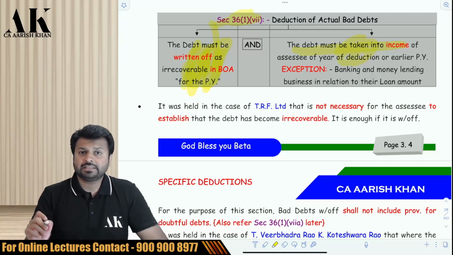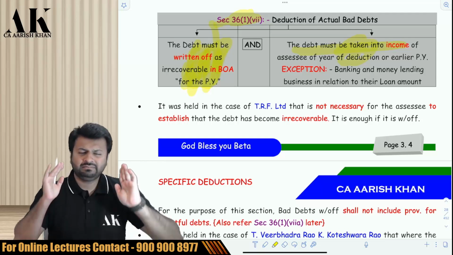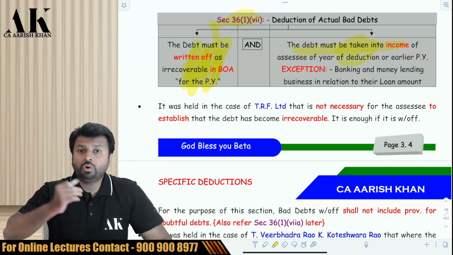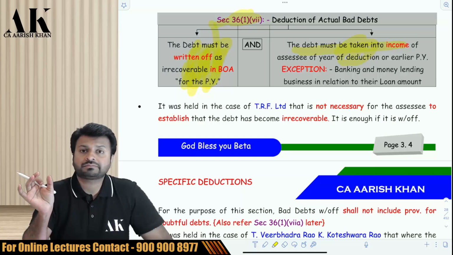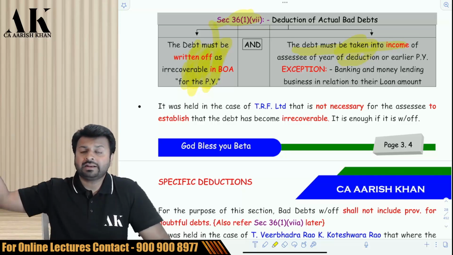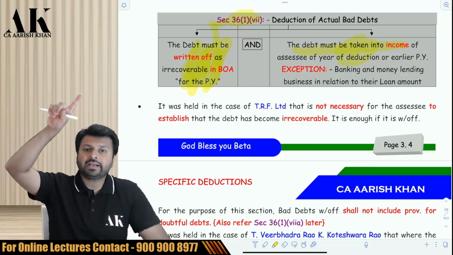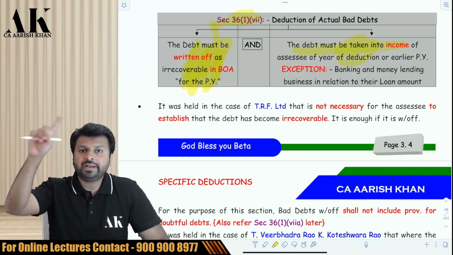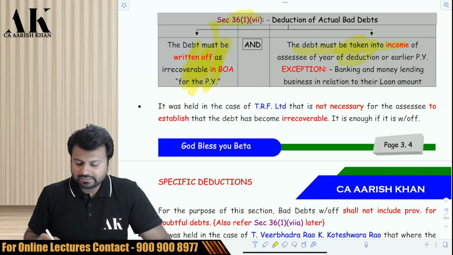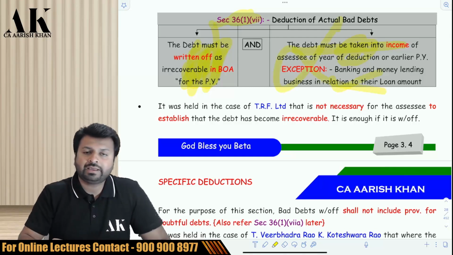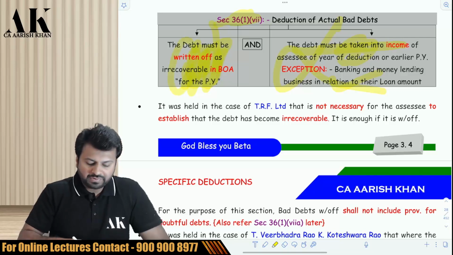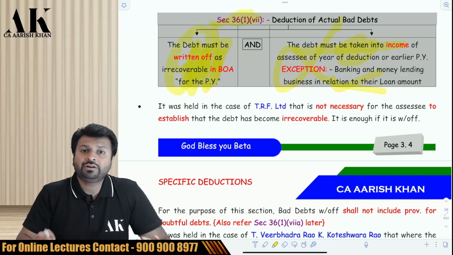But for banks, there is an exception. In case of banks and money lending institutions, the loan amount which they give, that is the principal amount, cannot be taken into income earlier, right? Because that is a balance sheet item. Now, interest income could have been taken into income earlier, but the loan amount cannot be taken into income earlier. Therefore, in that case, there is an exception that this condition is not applicable for banking and financial institutions. For them, only one condition is applicable, that is they should write off the debt in the books of accounts.